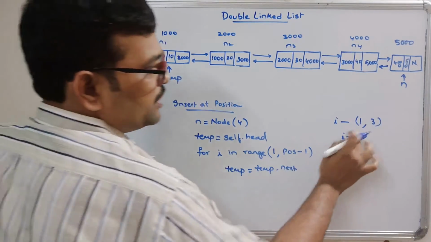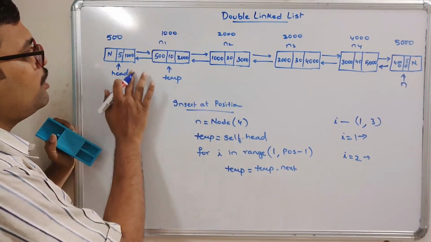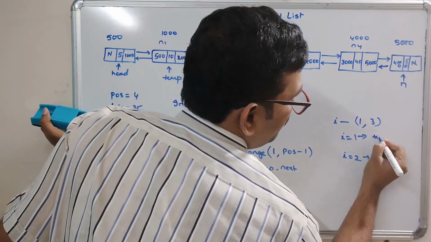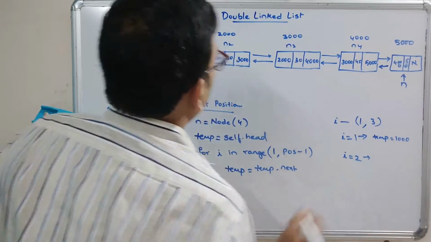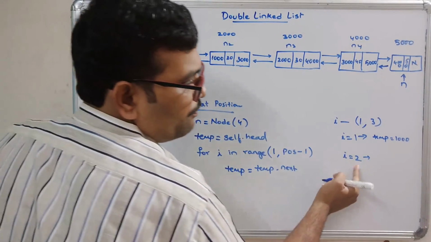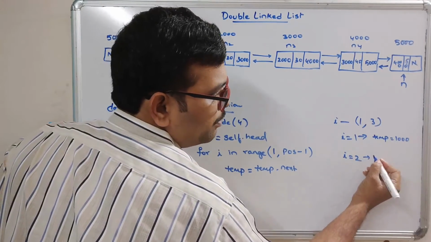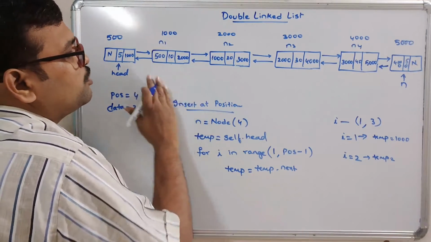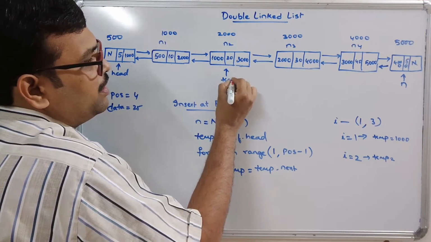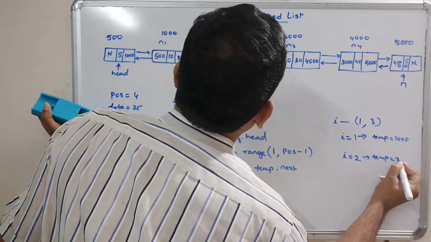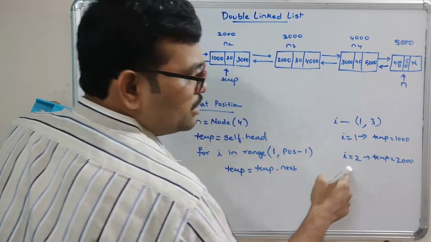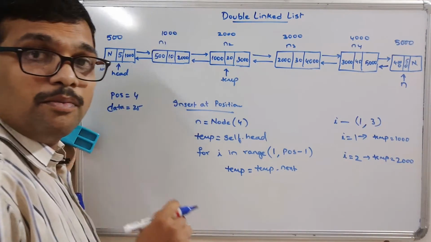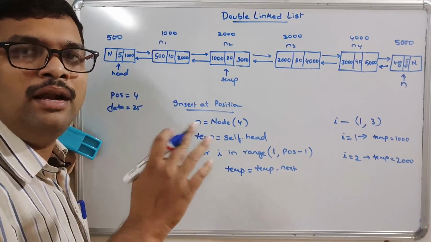Right? Because in the first iteration, temp is equal to temp dot next, which means 1000. So it points to 1000, and here the temp will be at 1000. Now again, where i is equal to 2 within the range, automatically temp is equal to temp dot next, which means 2000. So now the temp will be at 2000. And i is equal to 3 doesn't happen, because the range of 1, 3 means it will iterate only up to 1 and 2.